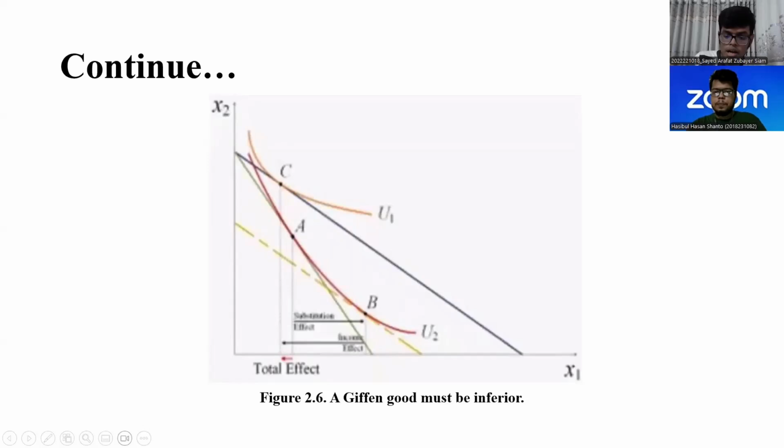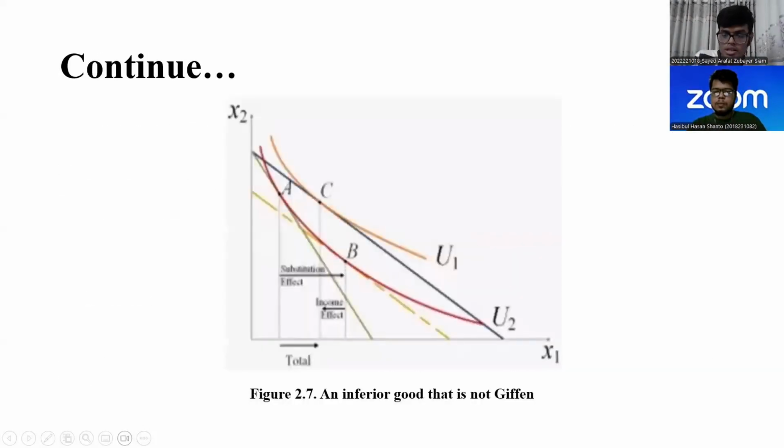A Giffen good will always be inferior, but in the case of an inferior good, the substitution effect is higher, as there are many substitutes of these goods. So the substitution effect is higher. So it is not necessary that an inferior good will be a Giffen good. So I think that is the conclusion that we are looking for.